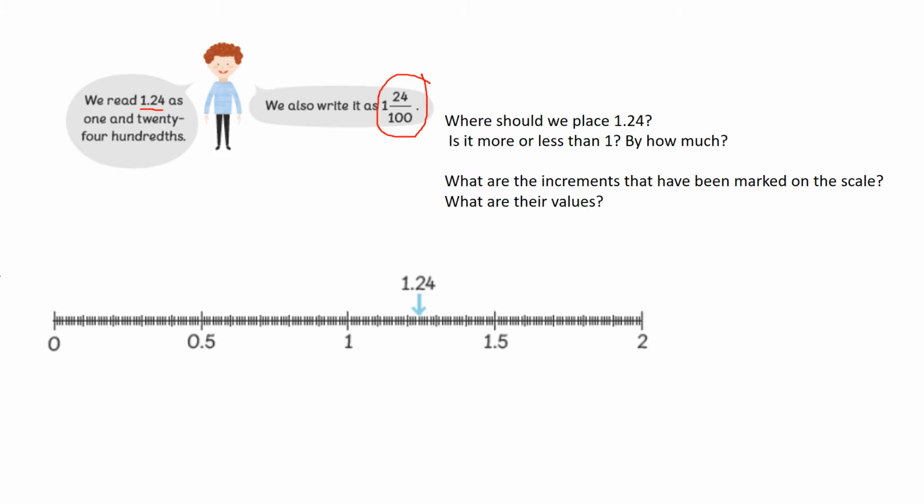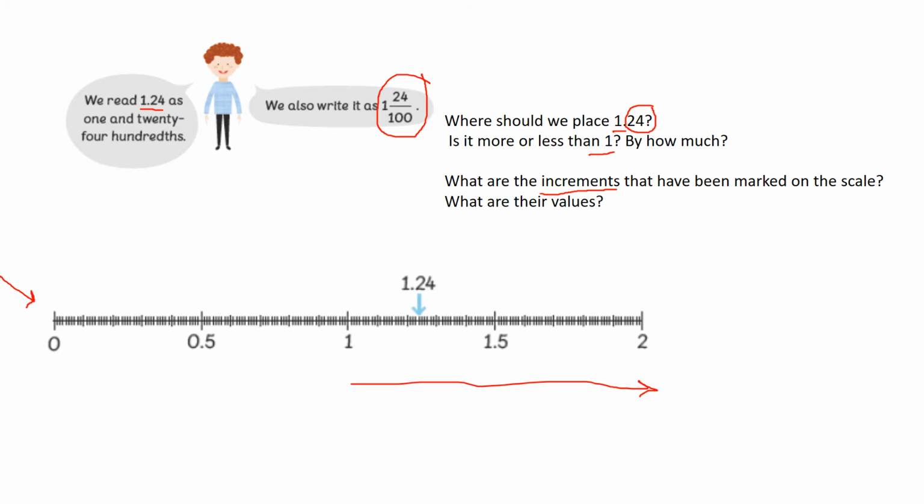Now my question to you is, I want you to have a look down here on this number line. So where should we place 1.24 on the number line? Now the first thing to always ask yourself is, is it more or less than 1? So let's have a look at the number line, and let's have a look at the decimal that we're dealing with. So we know that it is more than 1 because we've got these other digits here to deal with. So we will always know that it's going to have to be placed somewhere on this side of the 1 on the number line.